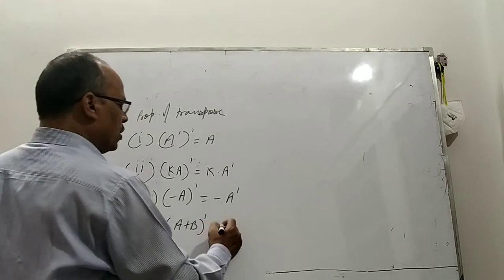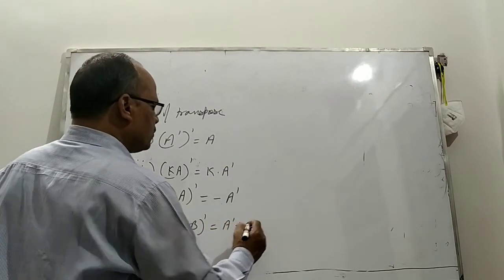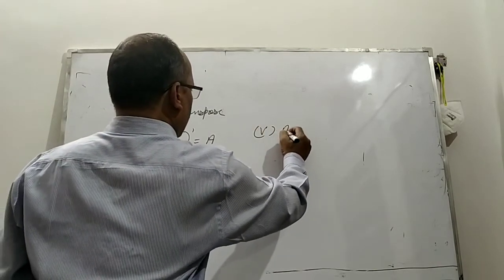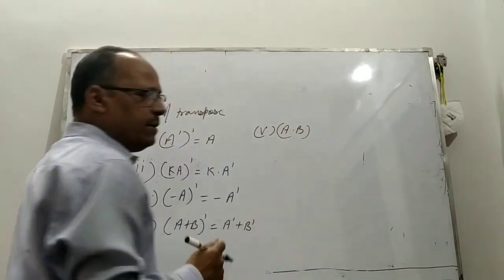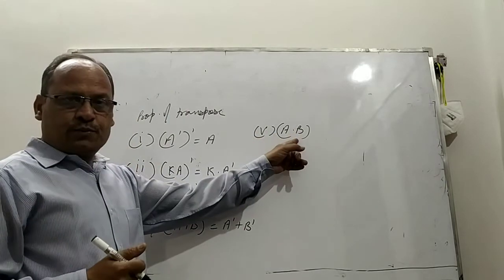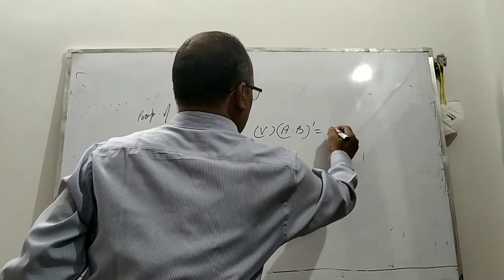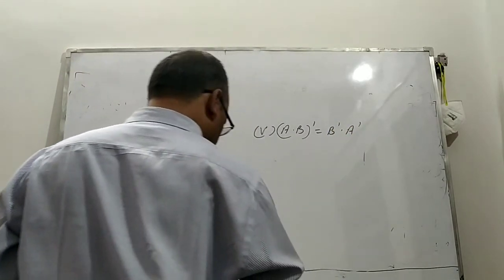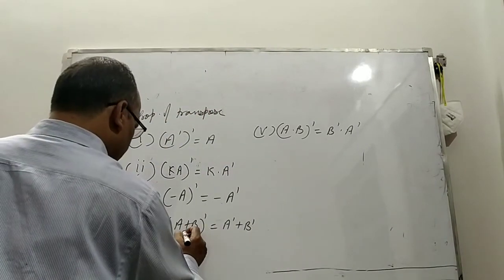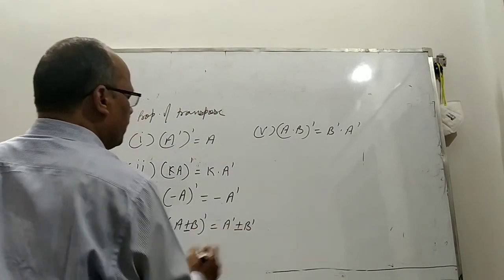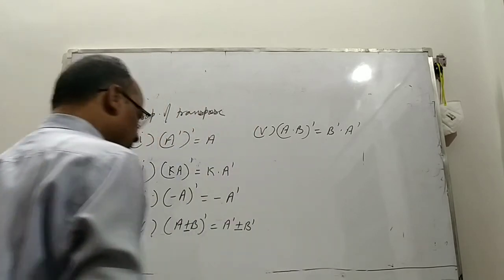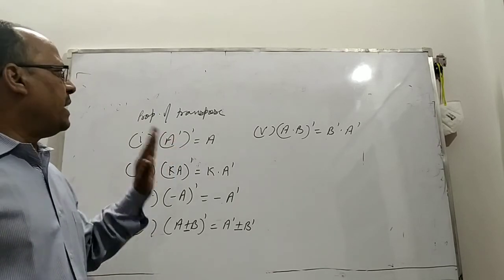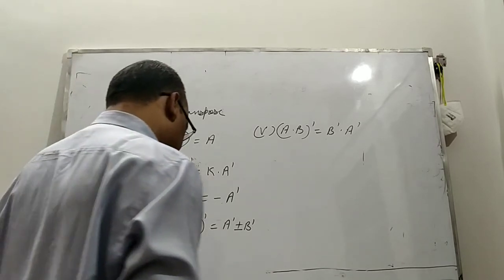Fourth, A plus B: transpose of A plus B equal to transpose of A plus transpose of B. This property should be clear to you. Fifth, A into B, multiplication is given, and you are taking the transpose of this, then this will be equal to transpose of matrix B into transpose of matrix A. And here it will be plus minus, then here it will be plus minus. On both it will be applicable. Now it is clear. This is the property of the transpose of a matrix. Clear?